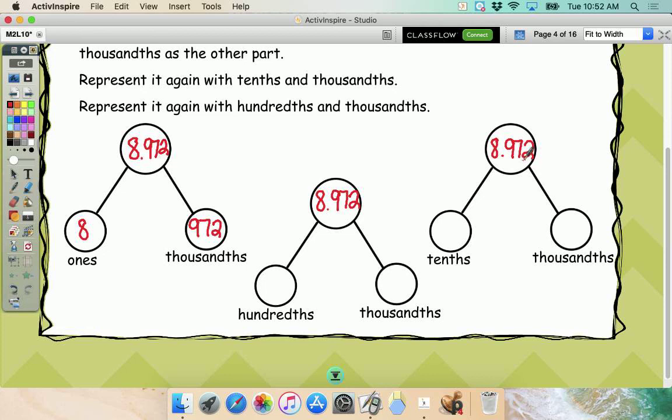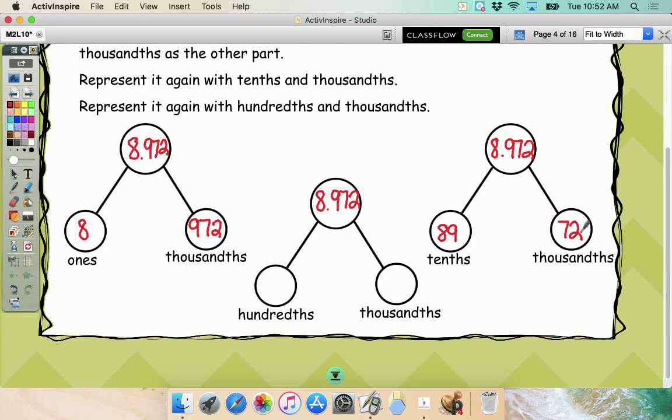Can you help me with this one over here? What do I write in the tenths? 8. 89. Yep. I don't have to put the decimal in because it's unit form. On unit form, we take the decimal out and write a word, don't we? Okay? So what do I write in the thousandths, table 2? 72. Good.